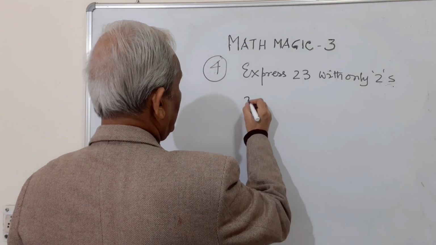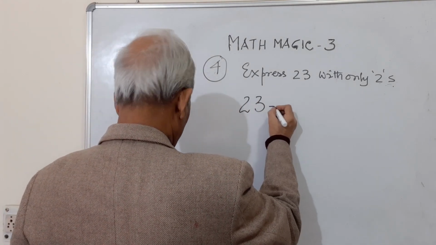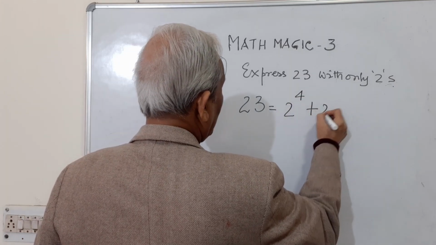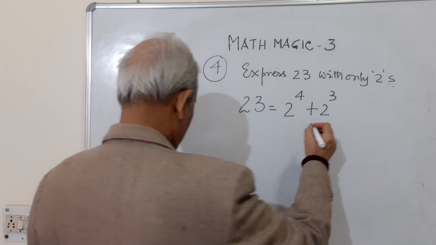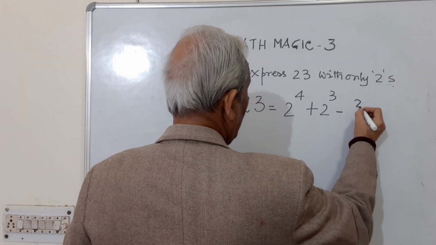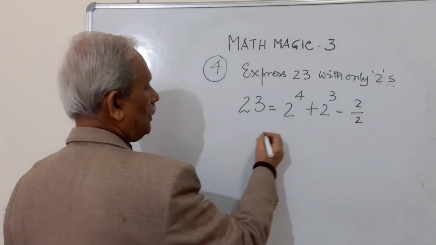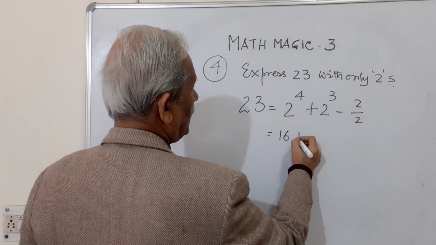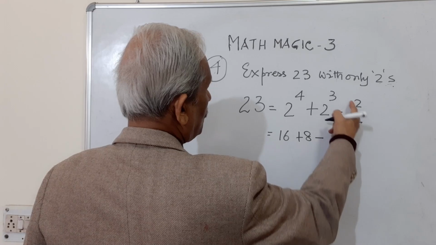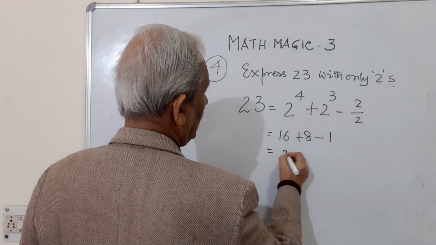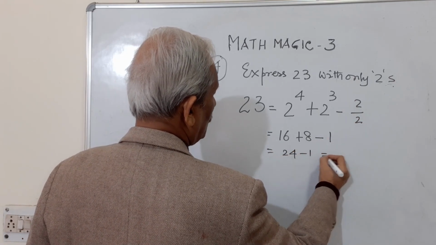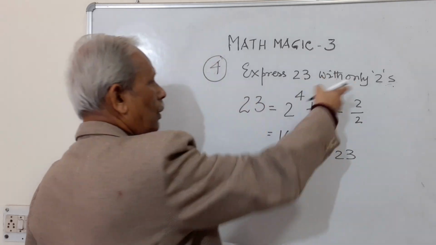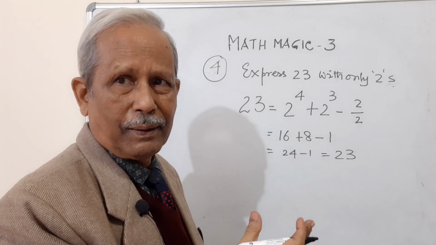For example, 23 can be written as 2 to the power 4 plus 2 to the power 3 minus 2 by 2. Is it so? Because 2 to the power 4 is 16, 2 to the power 3 is 8, minus 2 by 2 is 1. This is equal to 24 minus 1, which is equal to 23, and this is true. So 23 can be expressed with only 2's this way, right? That's very interesting.